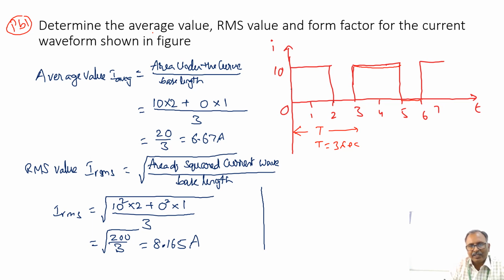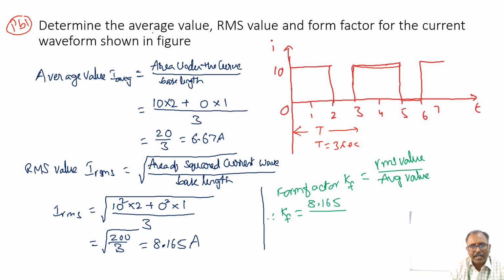Now we need to find out the form factor. The form factor Kf is given by RMS value by average value. Therefore, for our problem, Kf equals RMS value 8.165 and average value 6.67. Therefore, the form factor is given by 1.224.